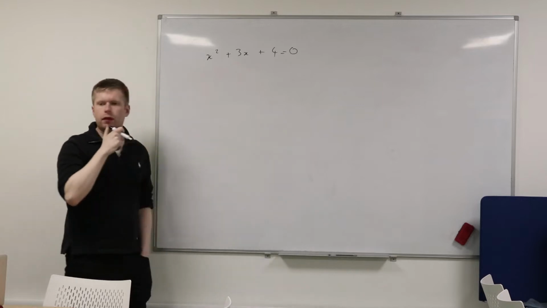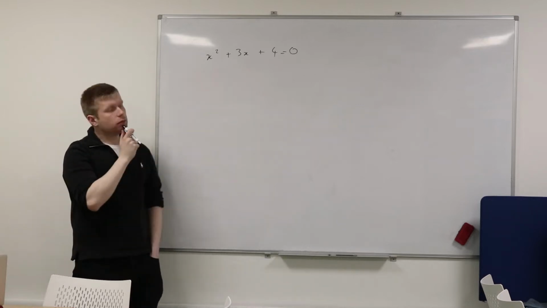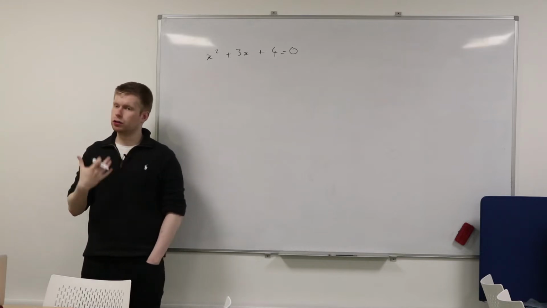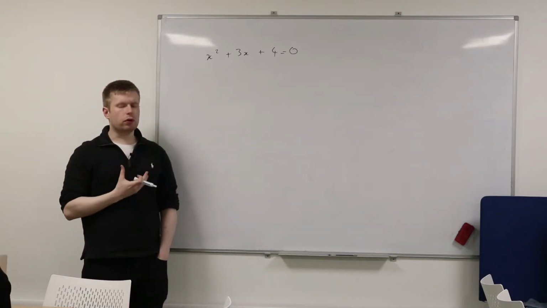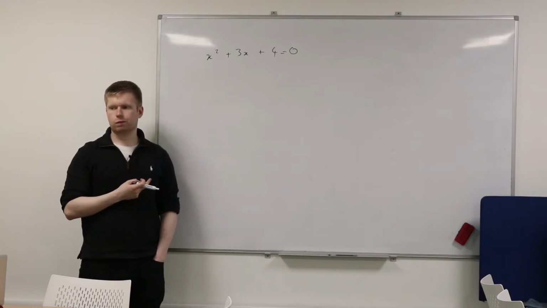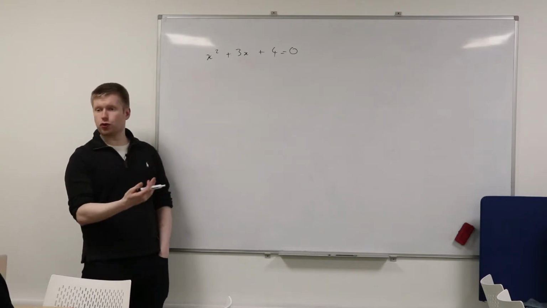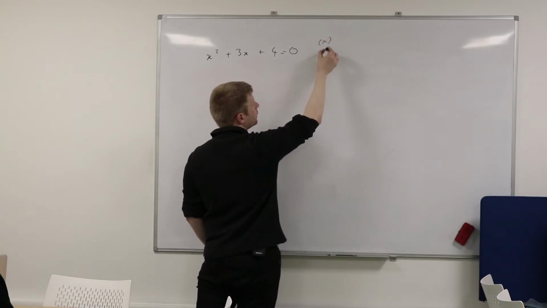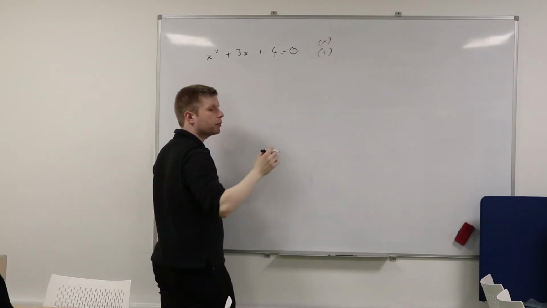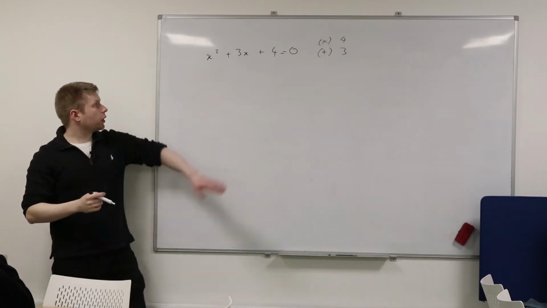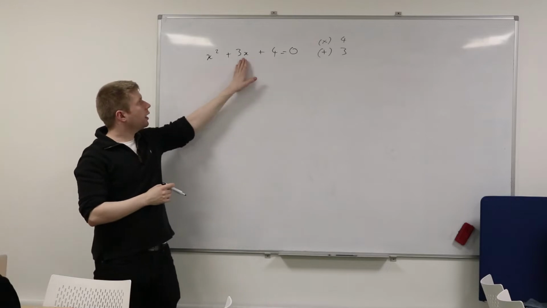What if I gave you something like this? So x squared plus 3x plus 4 equals 0, and I asked you to solve it. Now, at the moment, what is the only way that we've looked at to solve equations like this? Factorising, okay? So if I was going to try and factorise something like this, what would I be looking for? What two numbers would I look to multiply together to make and add together to make? 4 and 3, right? Because I'm looking to multiply together to make 4 and add together to make 3.